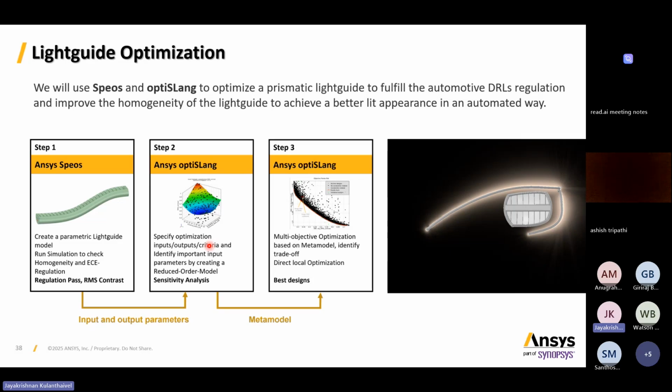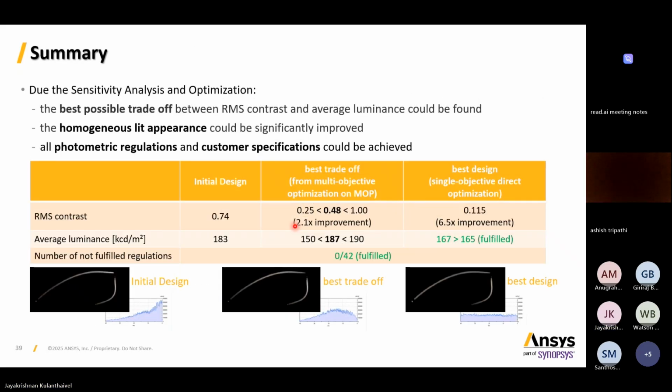And then we'll be doing an optimization to identify the best design, like the one which has the best parameter to achieve the uniformity. So this will be the summary. We'll come to it later. Now you can see the initial design is having 0.74, as well as the average illuminance is around 183 kilo candela per meter square.